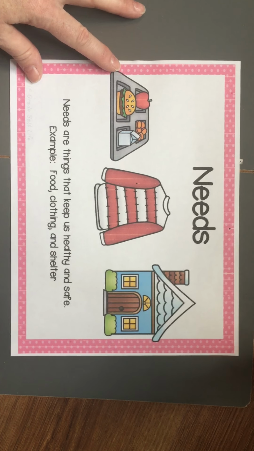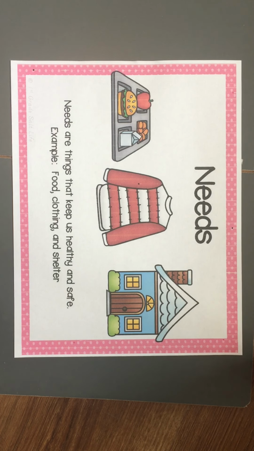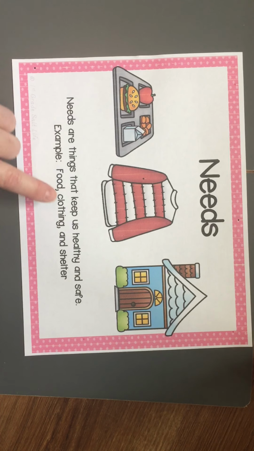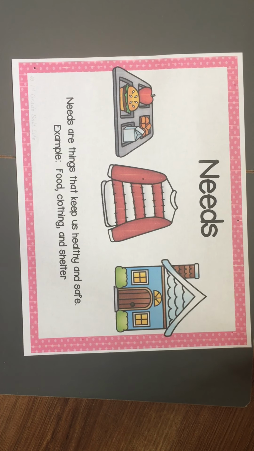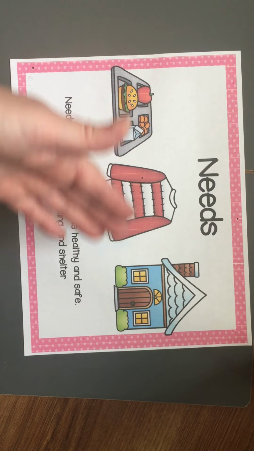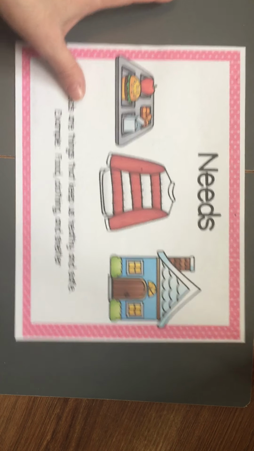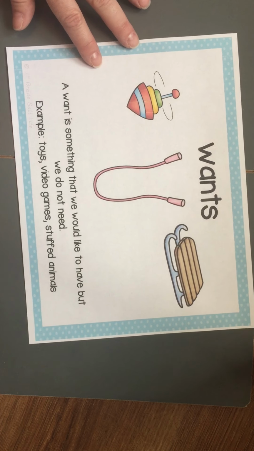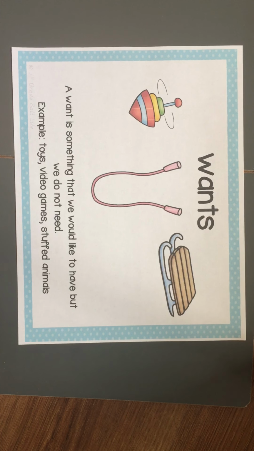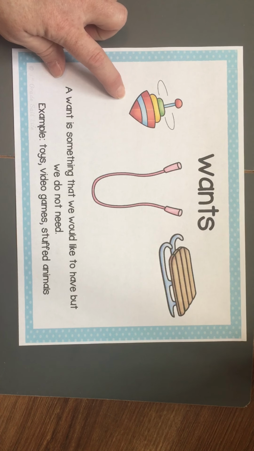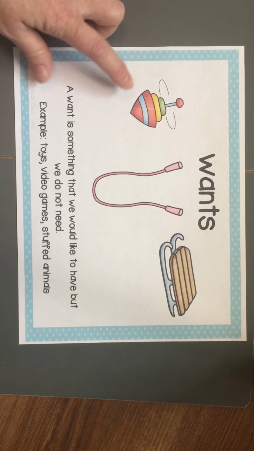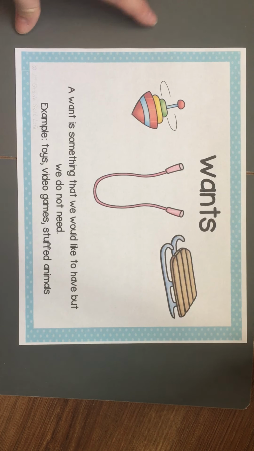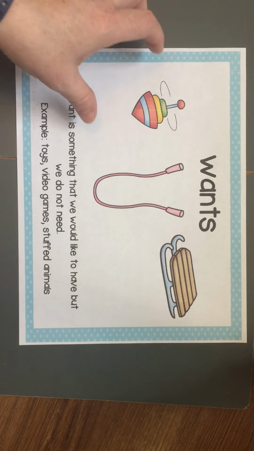So our needs are just that, what we need. What do we need to live? Well, some examples of things that we need to keep us healthy and safe are food, clothing, shelter. Those are things we need to have. And that's in contrast maybe to things that we want. Our needs are different from our wants. We want toys, or we want video games, or we want our stuffies, but we really don't need these things to survive. These are things we want.